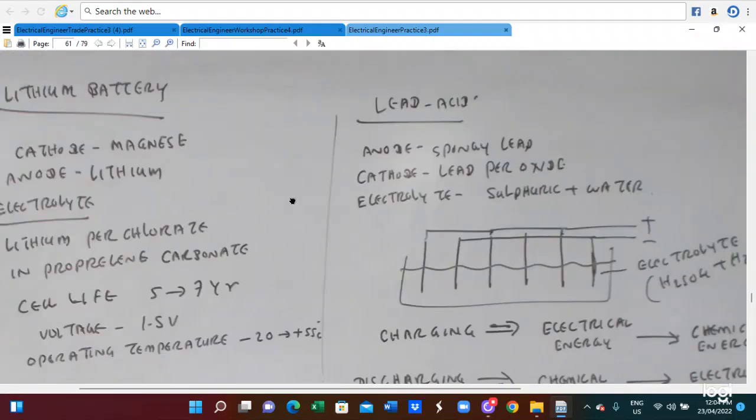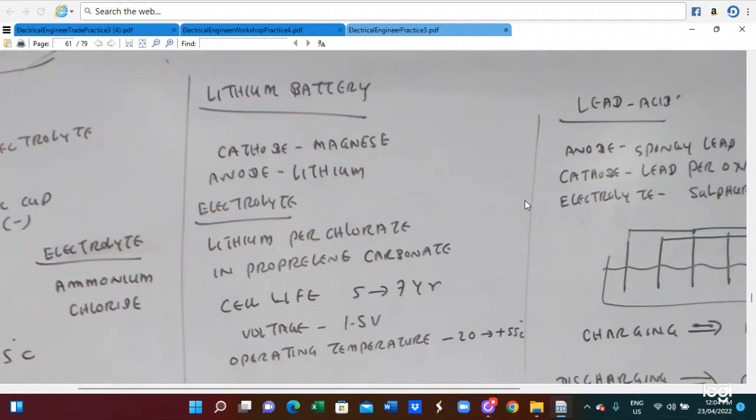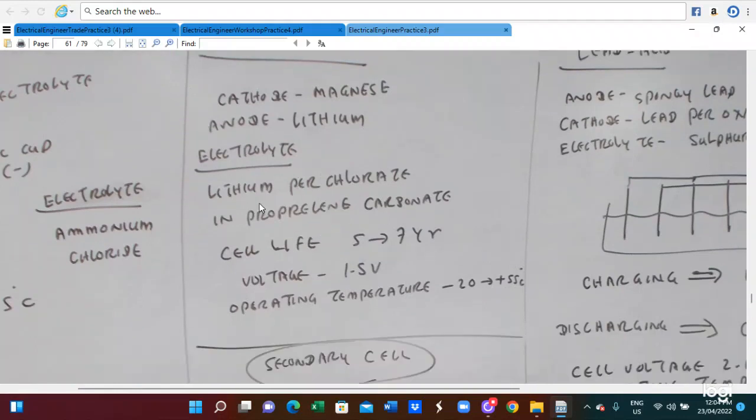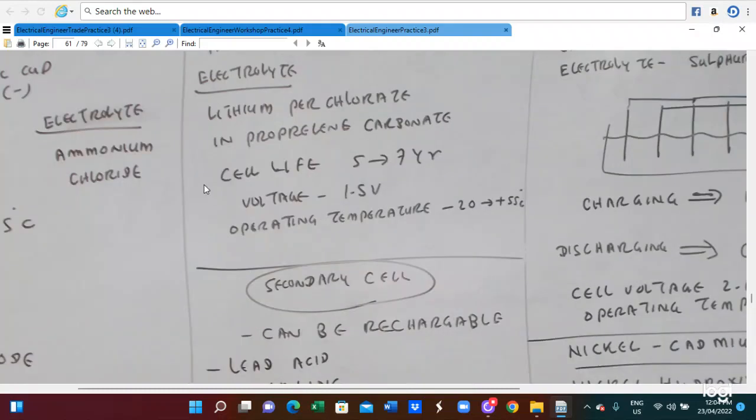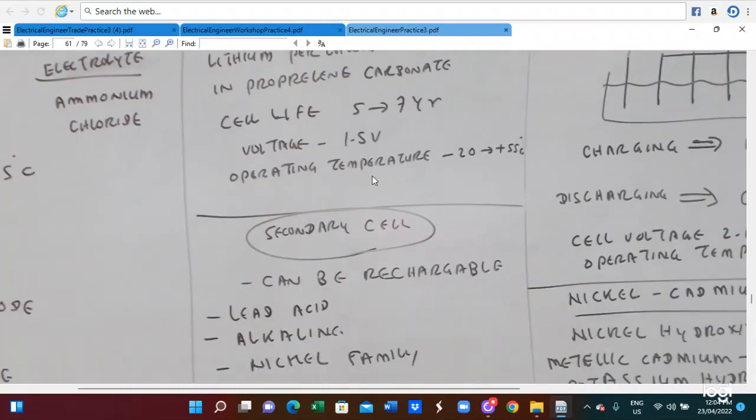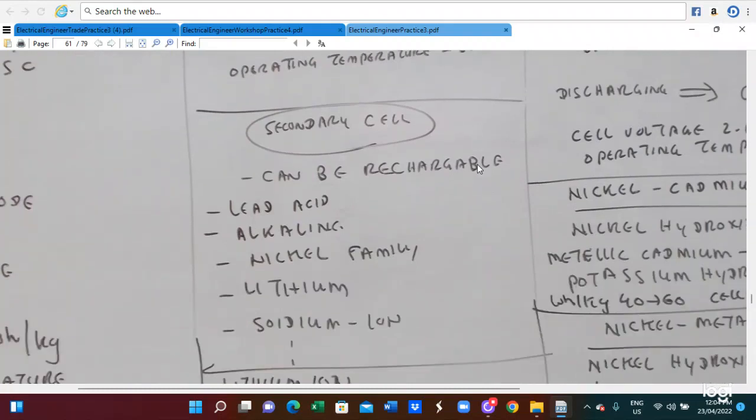In a lithium cell battery, the cathode is manganese and the anode is lithium. The electrolyte is lithium perchlorate in propylene carbonate. Cell life is 5 to 7 years, voltage is 1.5 volts, operating temperature is -20 to 55 degrees centigrade. Secondary cells can be rechargeable.